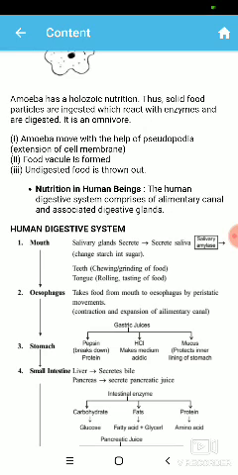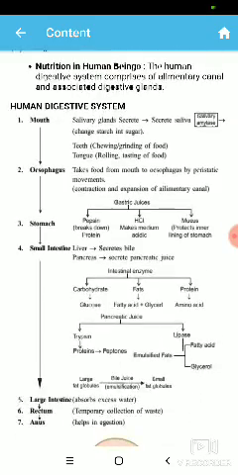Nutrition in human beings. The human digestive system comprises the alimentary canal and associated digestive glands. First, the mouth. In the mouth, there are salivary glands that secrete saliva. In saliva, there is an enzyme known as salivary amylase, which converts starch into sugar. In the mouth, teeth are also present, which help in chewing or grinding of food, and the tongue, which helps in rolling and tasting of food.